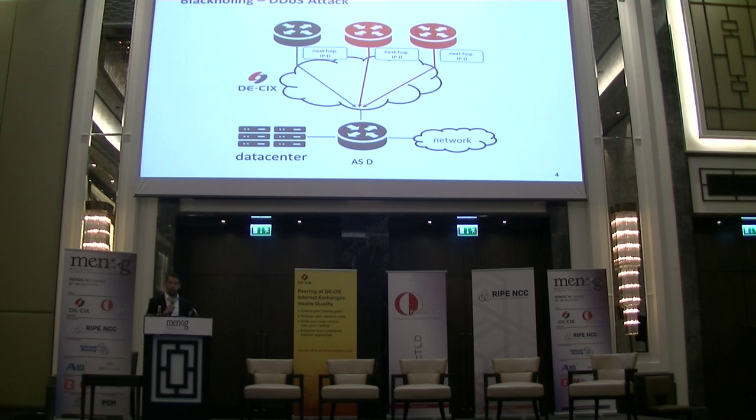So let me briefly introduce blackholing, how it works at an IXP. As we can see here, we have an AS D which announces certain prefixes, or let's say a /24 prefix, to all other customers at the IXP. Unfortunately, there are 2 ASs that are used by attackers to send huge traffic volumes to AS D.